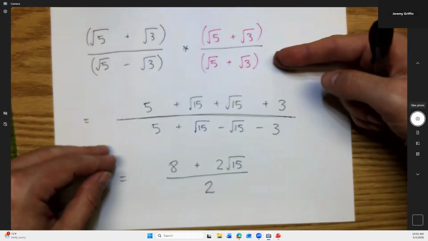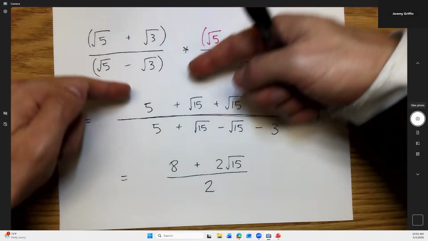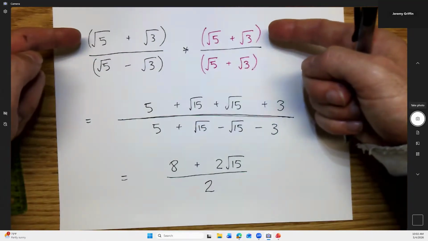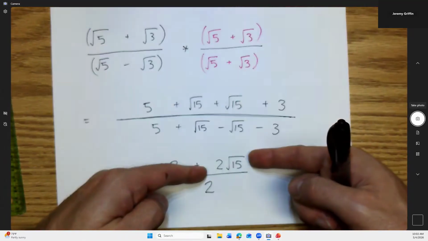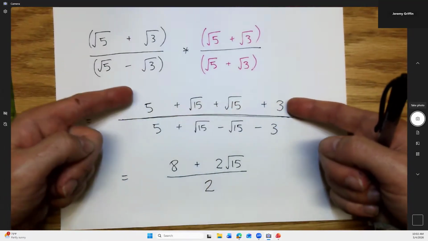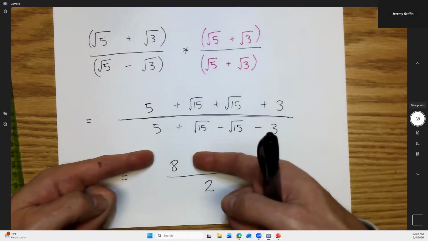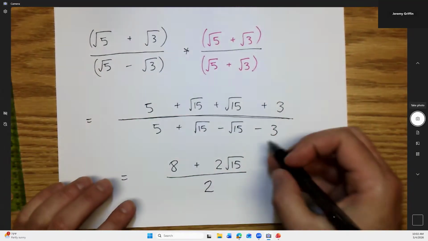Okay. The other half of the story is on the numerator side. Root 5 times root 5 is 5. Bing. We got root 15 plus root 15. Ooh, that's like 2 root 15s in the end. Bing. And then root 3 times root 3 makes 3. Bing. Now this 3 and this 5 can combine. Bing. Makes that 8. And then the denominator comes out to 2.